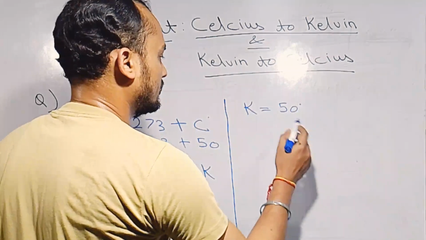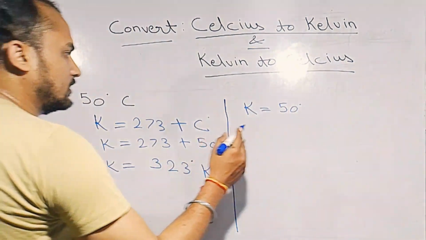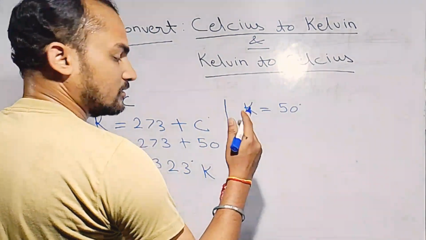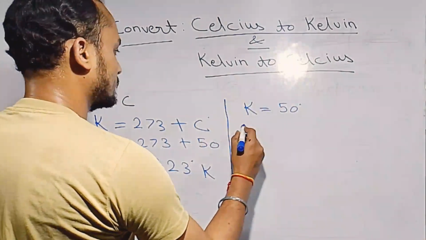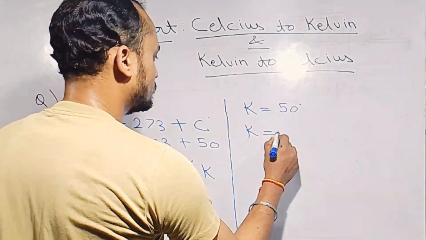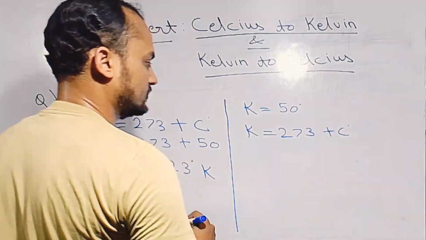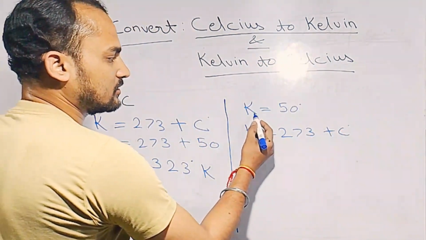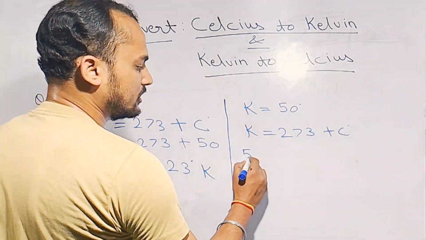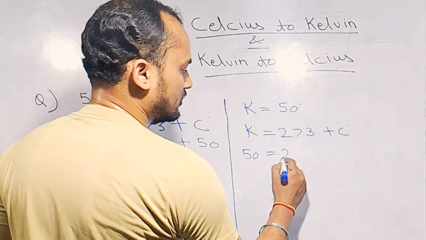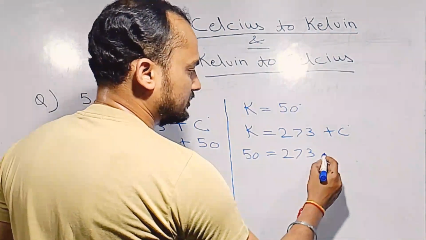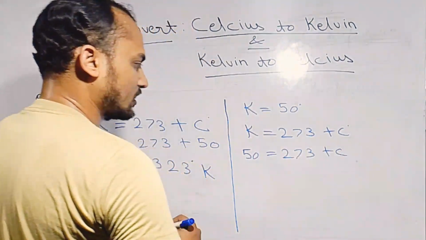Okay, we have to find the Celsius. Same formula: Kelvin is equal to 273 plus Celsius. Now here the Kelvin value is 50, so we will put 50 here. This will be 273 plus Celsius.